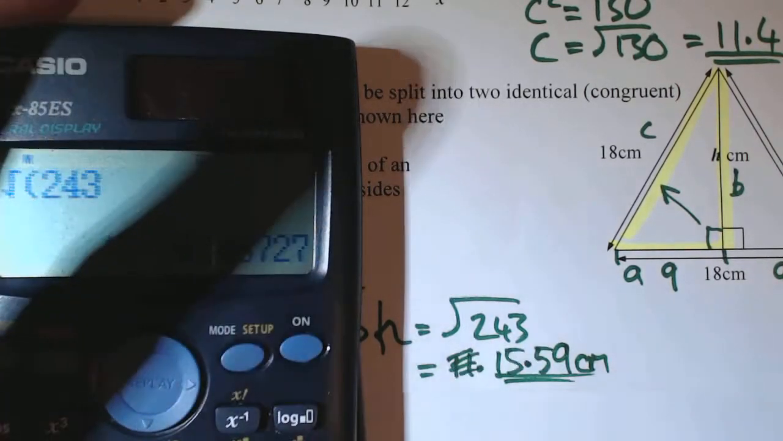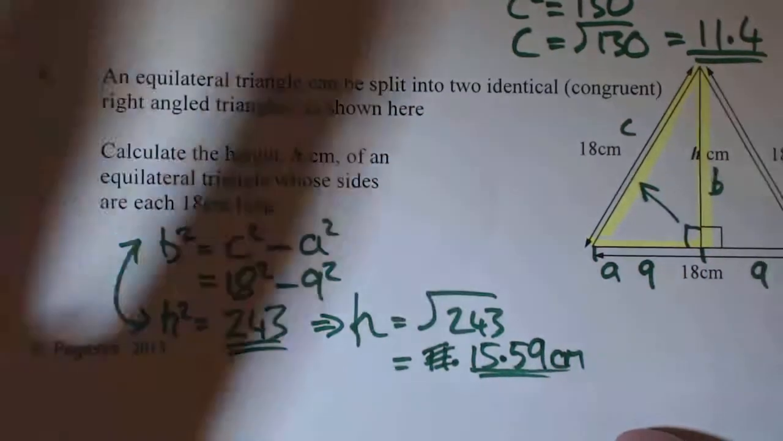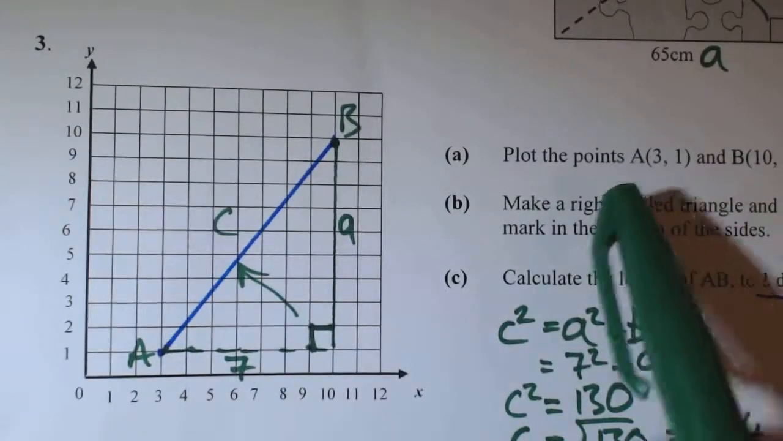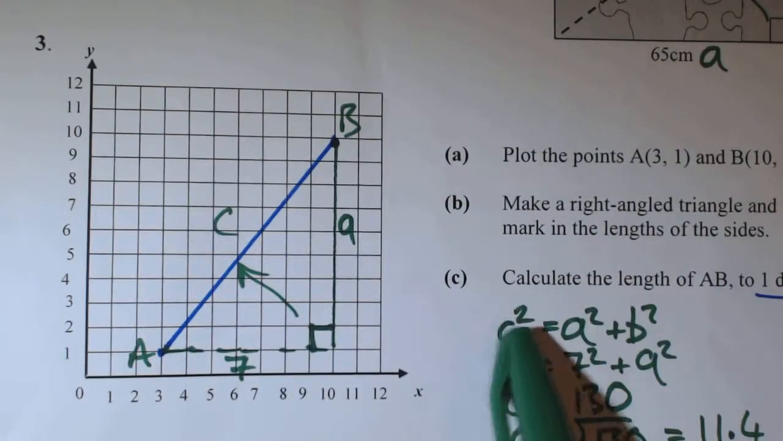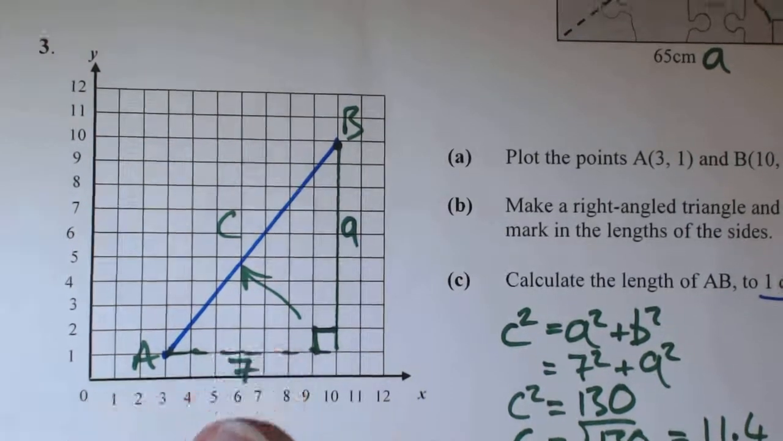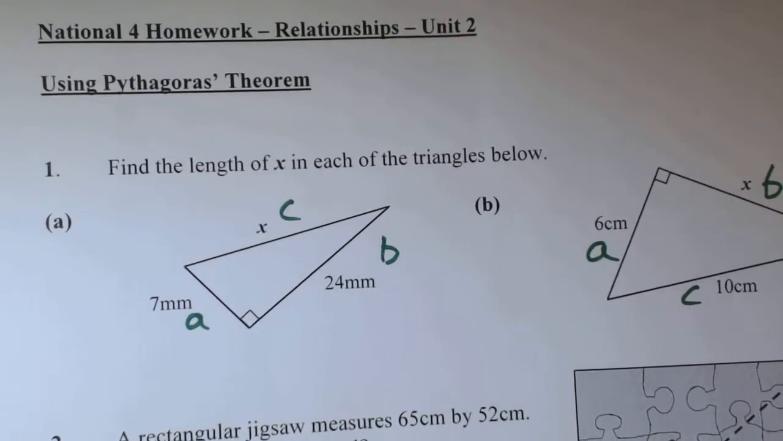So hopefully at the end of the day, all your homework, right, it's all just using the same formula, but modifying it if you're actually having to calculate one of the shorter sides. Okay, so that's your Pythagoras theorem homework. Hopefully it helped.